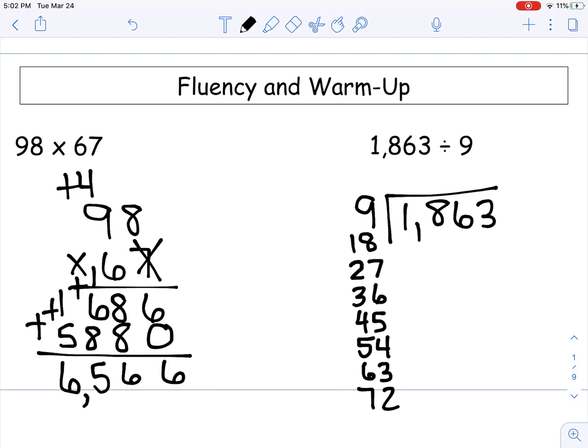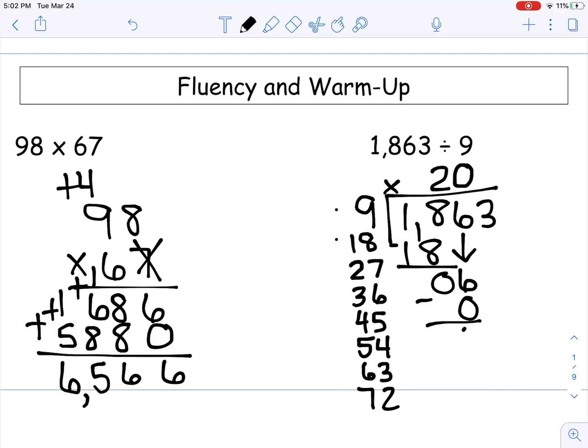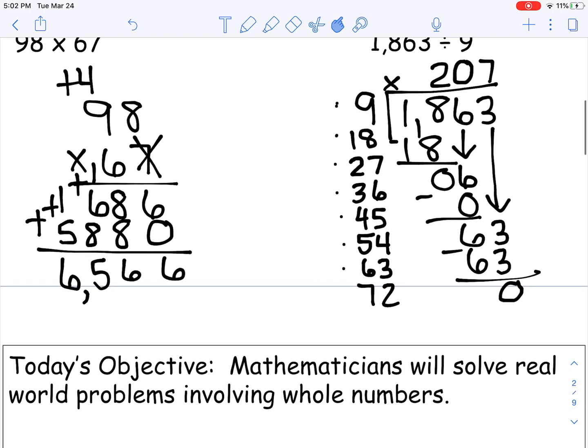Alright, if I have 1, I can't get a group of 9, so I have to go to 18, which I can get 2 groups of 9. 2 times 9 is 18, so we're going to subtract. Bring down a 6. Now, if I have 6, can I get a group of 9? The answer is no. And if the answer is no, you always have to put that 0 up there. 0 times 9 is 0. Subtract, bring down. If I have 63, I can get 1, 2, 3, 4, 5, 6, 7 groups of 9. So our final answer, or our quotient, would be 207.